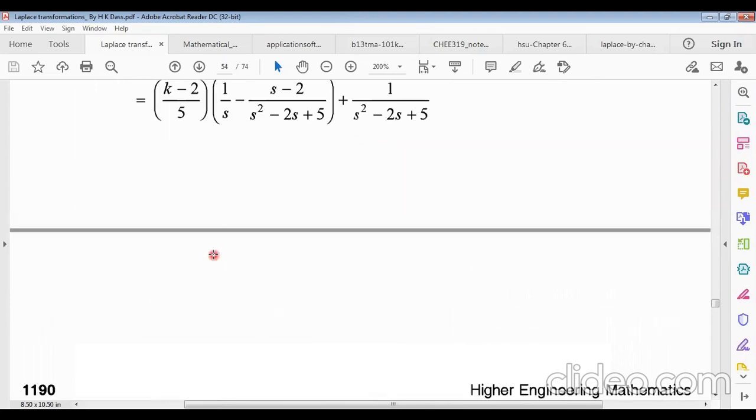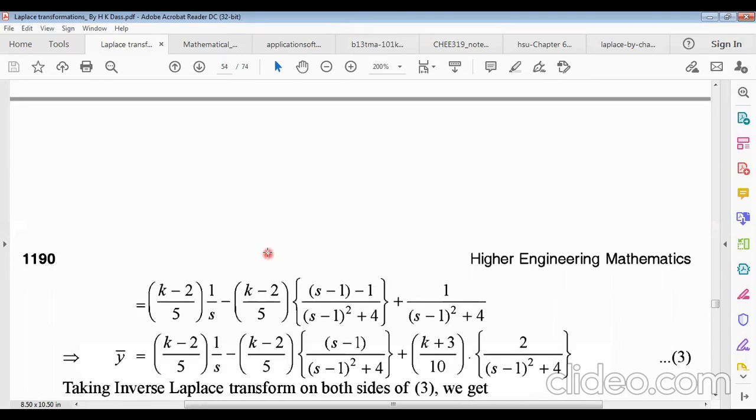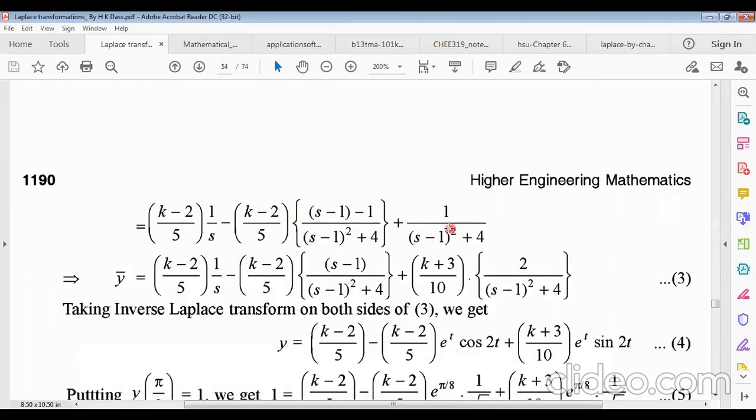Now multiplying k minus 2 divided by 5 to these two terms, we get this one. Now the Laplace transformation of y will be this and this: s minus 1 divided by this, and 1 divided by this. So there will be two terms, k plus 3 divided by 10 times this, which is equation number 3.